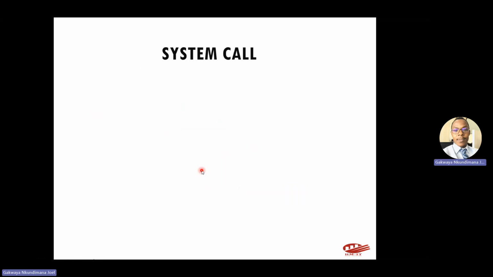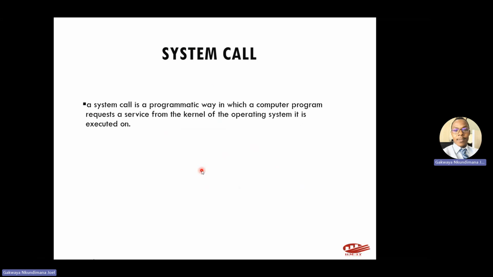Now, when we say a system call, by definition, a system call is known as a programmatic way in which a computer program requests what? A service from what? From the kernel of the operating system. You understand? A system call is when a request is going to be sent to the kernel. Now you may ask a question, what is a kernel?